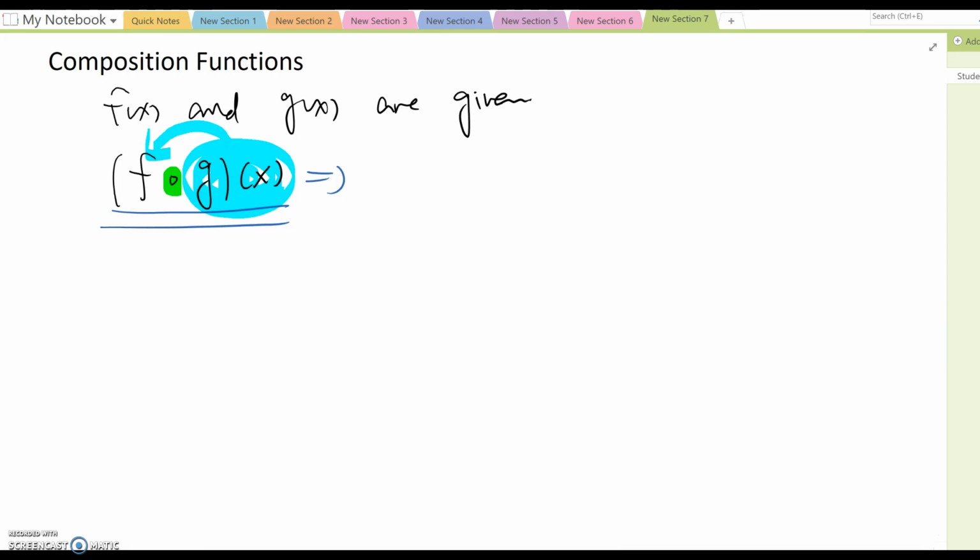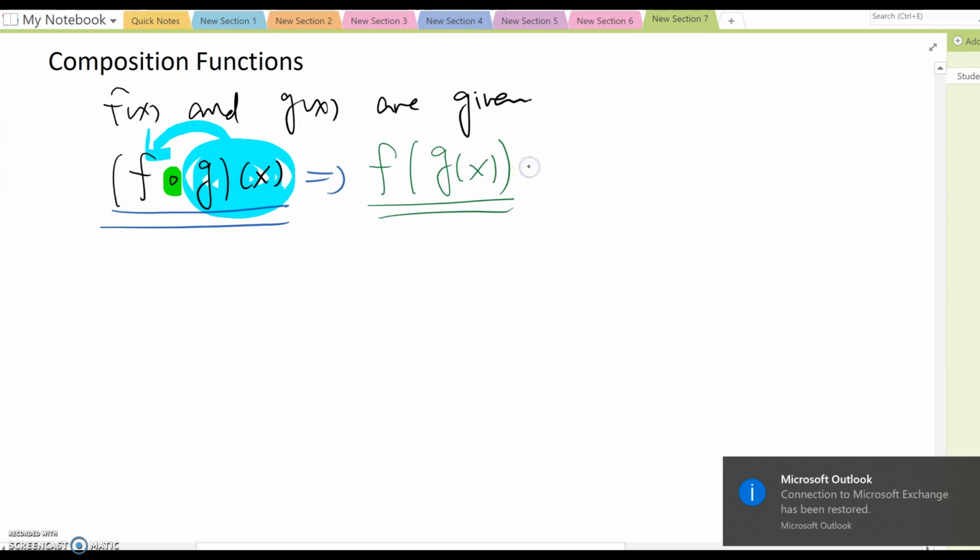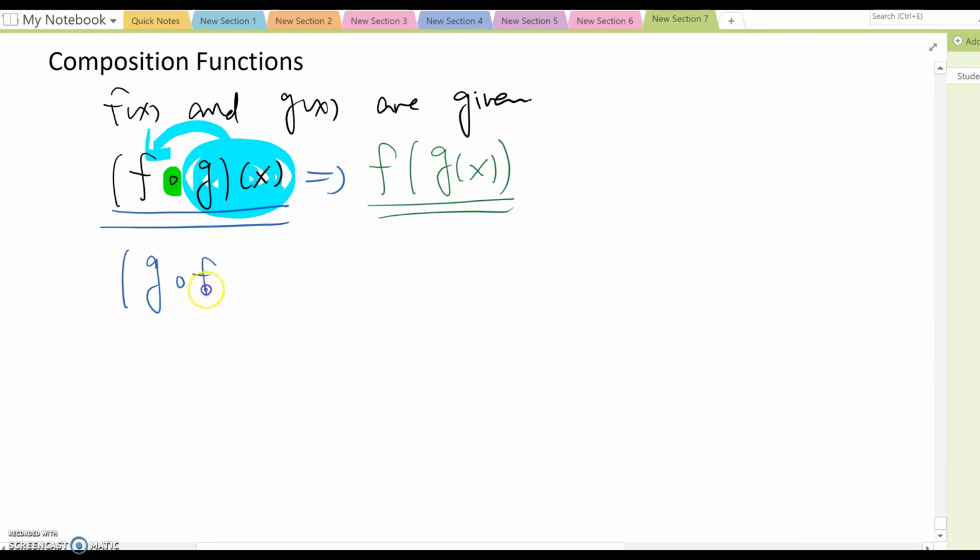If I write this symbol using input and output notation, it is the same as f(g(x)). That's what this means. Then what if we write g open dot f(x)? This one will be plugging f(x) into g(x). That's what this means. Then let's practice using given example functions.